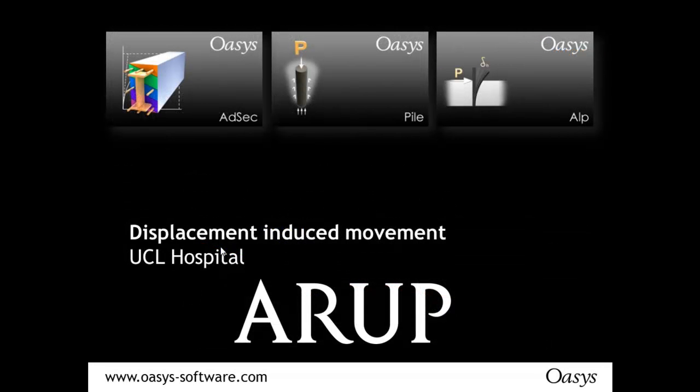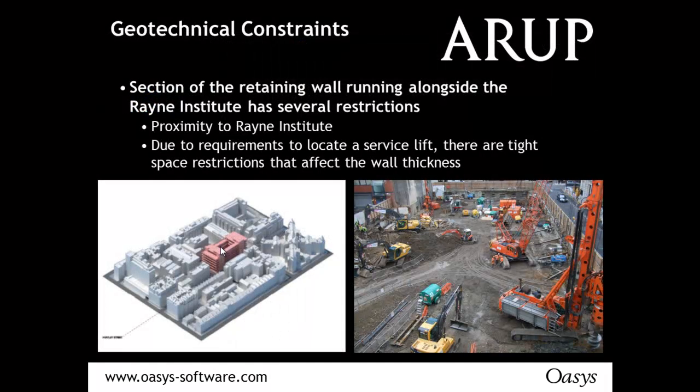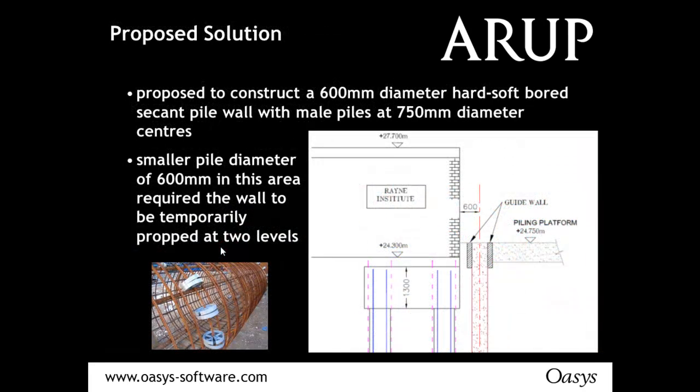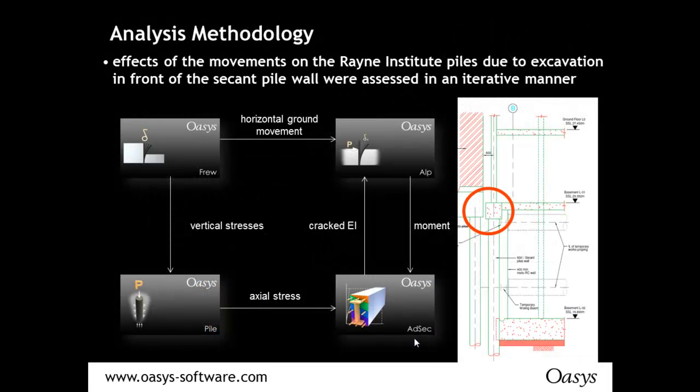A very interesting problem was carried out by some Arup engineers, and this was at UCL Hospital. There were a lot of constraints on this particular geotechnical project. So firstly, there was a very close proximity to another structure. And there are also limits on space restriction and therefore what could be installed for certain walls. So what the engineers had to do was propose a design of a basement retaining wall next to piles for the Rayne Institute. And so what they did was they carried out basement retaining wall design using FREW.